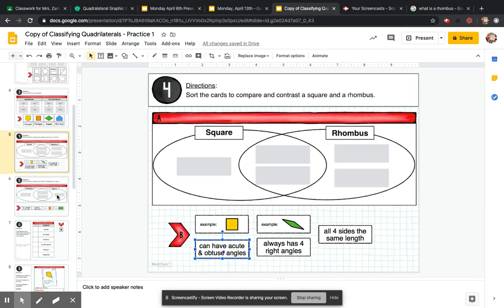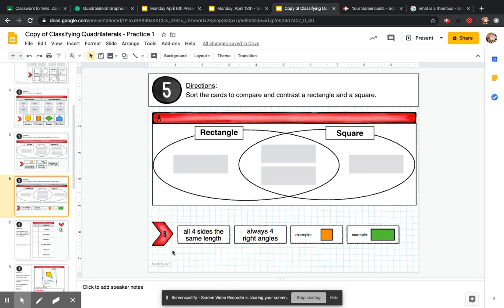And then you're also going to drag an example of what the shape looks like. So again, the things that make the square special here, things that make the rhombus special here, and the things they have the same here in the middle. Same thing on this side for the rectangle and square.